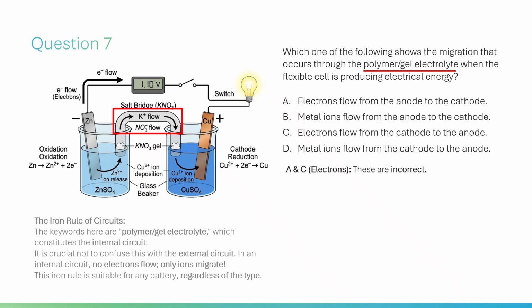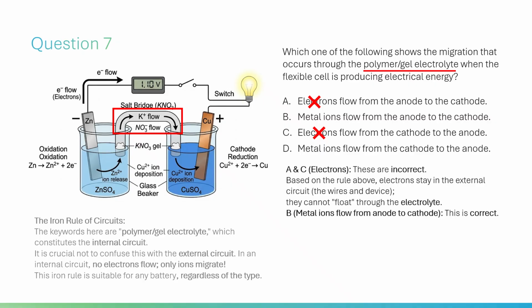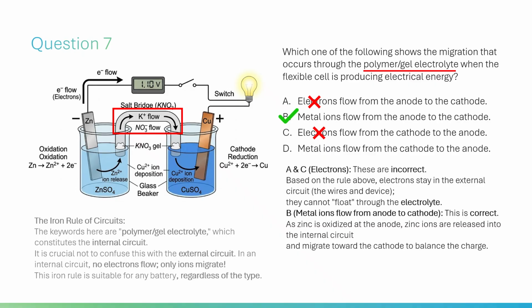A and C, electrons, these are incorrect. Based on the rule above, electrons stay in the external circuit, the wires and device, they cannot float through the electrolyte. B. Metal ions flow from anode to cathode, this is correct. As zinc is oxidized at the anode, zinc ions are released into the internal circuit and migrate toward the cathode to balance the charge.